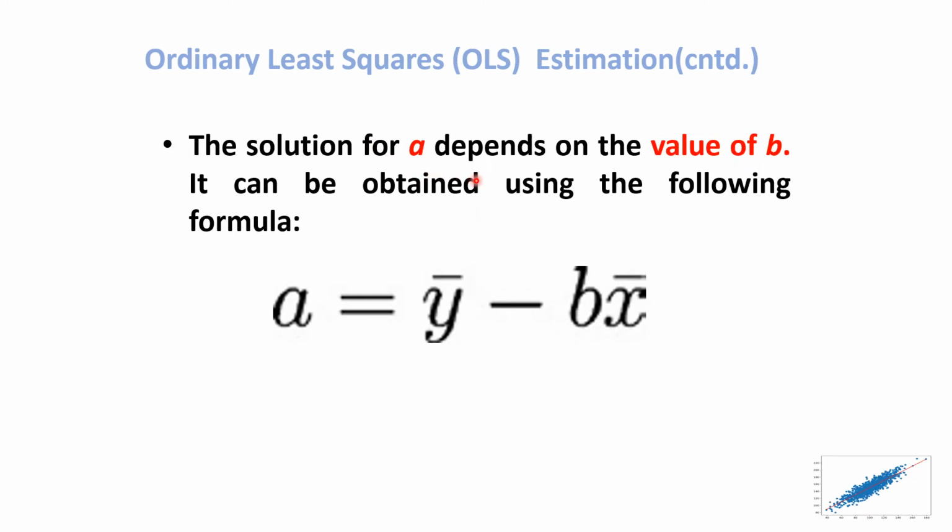The solution for A depends on the value of B. It can be obtained using the following formula: A is equal to y bar minus b x bar. So if you want to minimize the errors, we have to identify the value of A, and the value of A can be identified as A is equal to y bar minus b x bar.